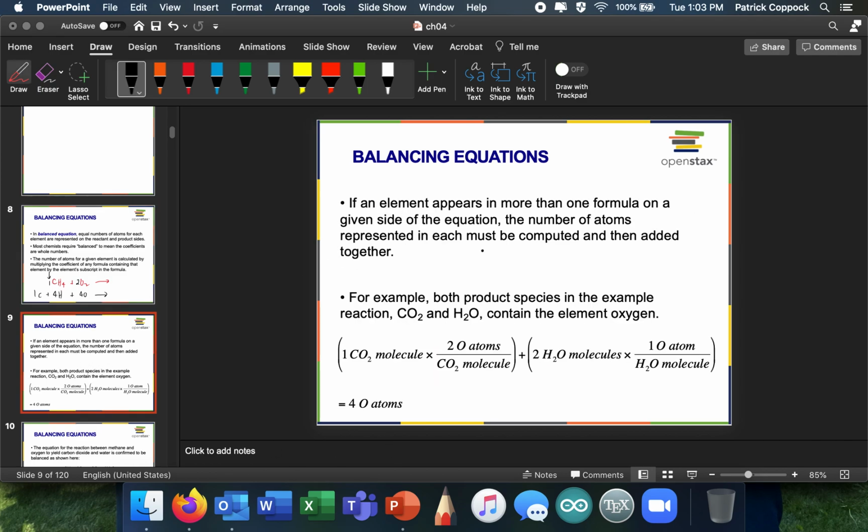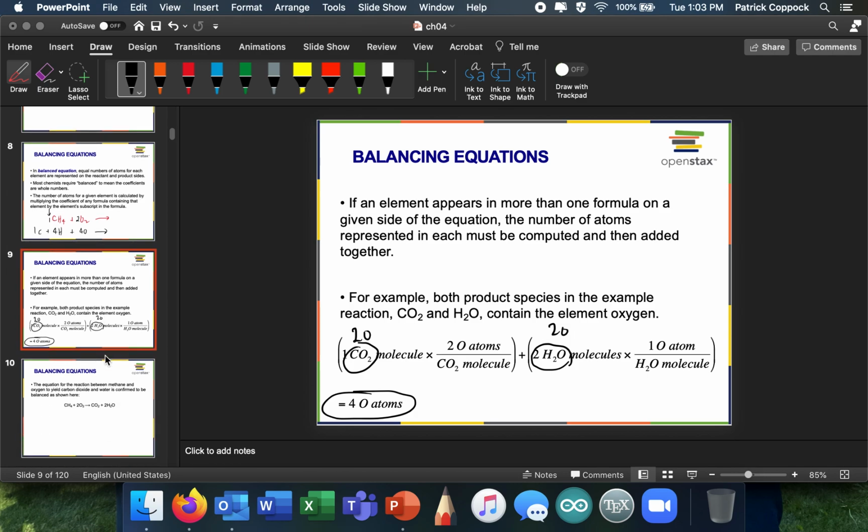All right, now if an element appears in more than one formula on a given side of the equation, the number of atoms has to be added, of course, right? So if we have carbon dioxide and water, for example, as the products of that previous reaction, it looks like there's going to be 2 oxygens here, right? Because of this, you see that? And we're going to have 2 oxygens here because there's, right, 2 times that. So there's going to be 4 oxygen atoms, right? Of course, right? So we're adding them.